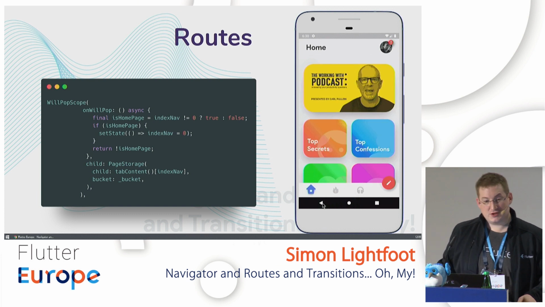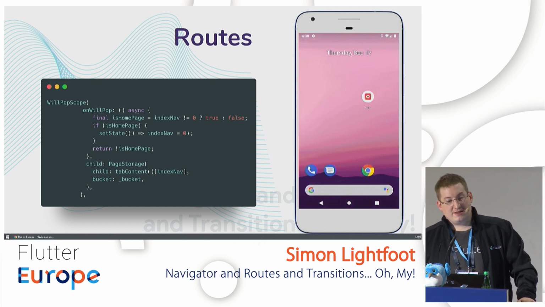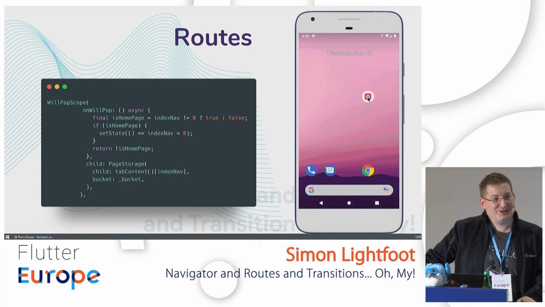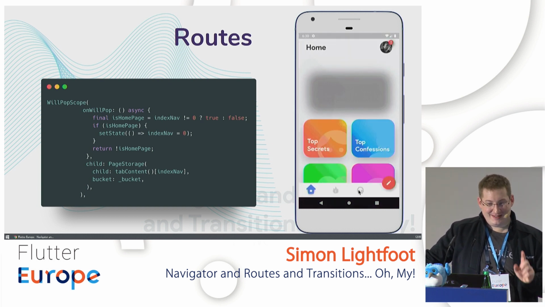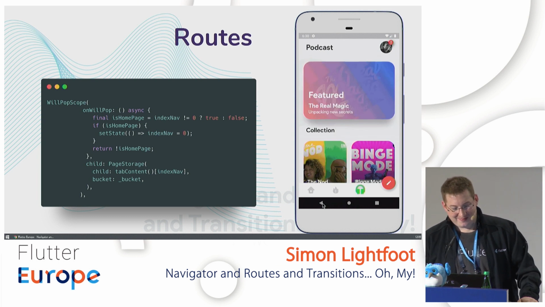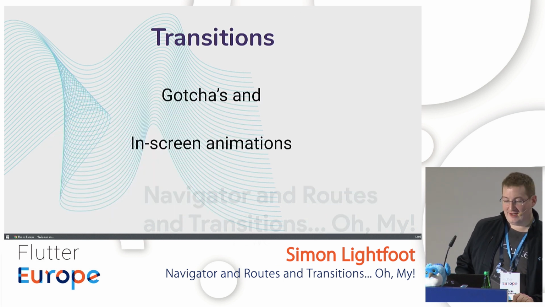Interestingly enough, just a word of warning, you'll notice that onWillPop is an async function that returns an inverse boolean. It's really confusing. Double check it. Okay, onto transitions.